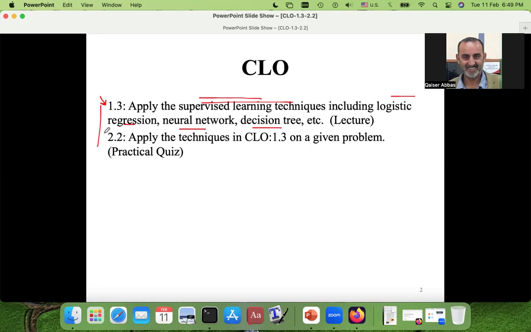And then 2.2 is saying to apply the techniques, whatever techniques you will learn here at 1.3, on some given problem. So when this CO 1.3 is finished, I will give you a practical quiz that will be uploaded on the Blackboard. You have to submit it on the Blackboard. I will not take that quiz physically in the class, okay?